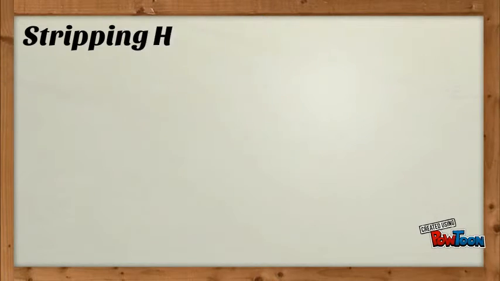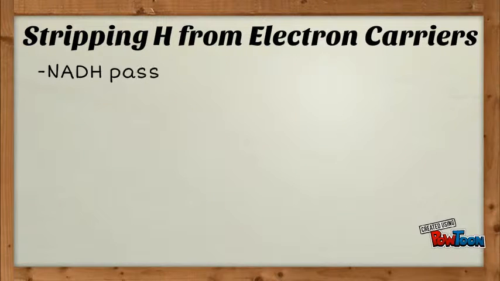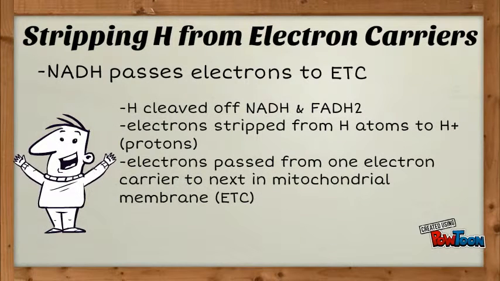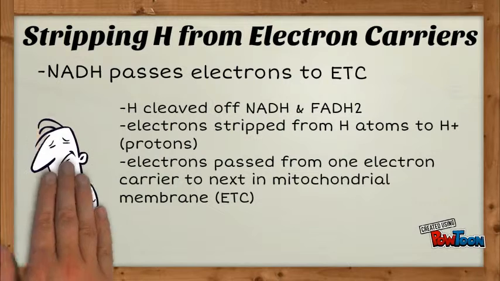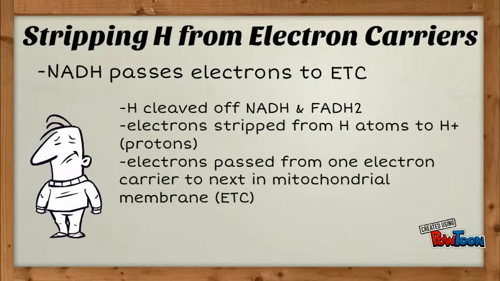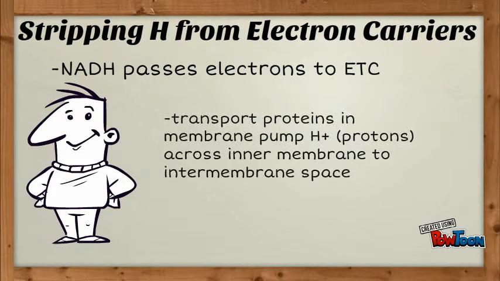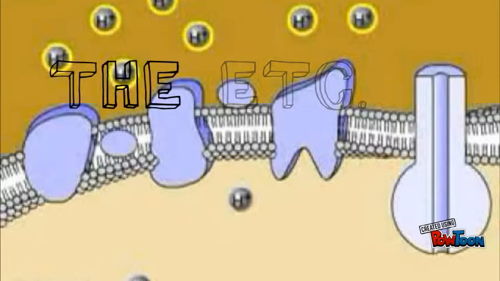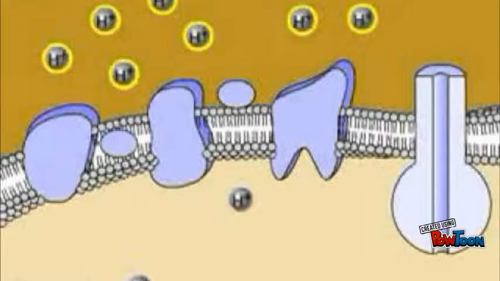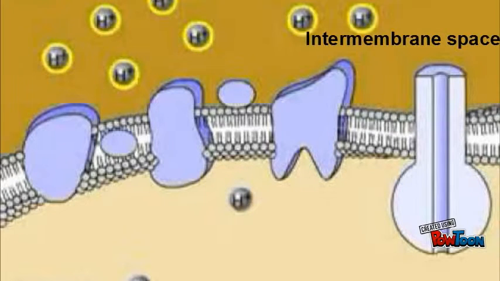NADH passes electrons to the ETC. Hydrogen is cleaved off NADH and FADH2. Electrons are stripped from hydrogen atoms to H+. Electrons pass from one electron carrier to the next in the mitochondrial membrane. Transport proteins in the membrane pump H+ across the inner membrane to the intermembrane space. The ETC mechanism. Let's see the components involved in ETC.